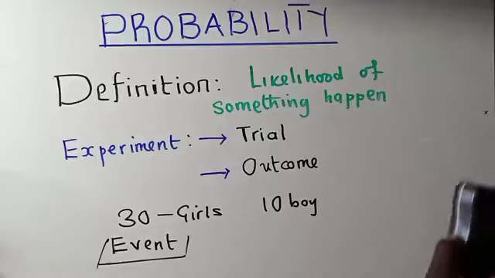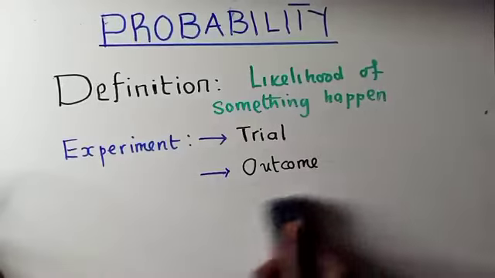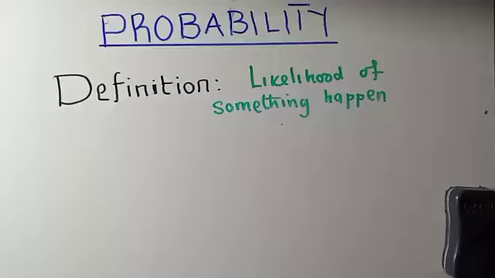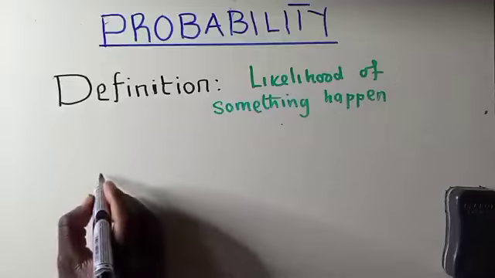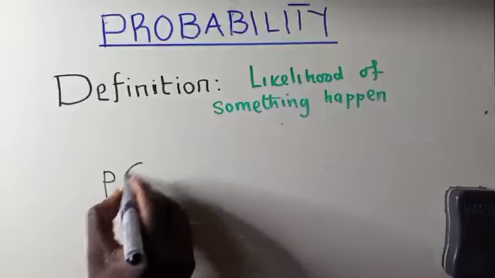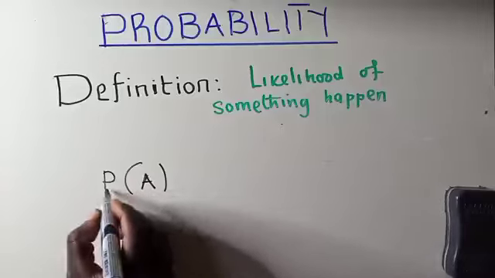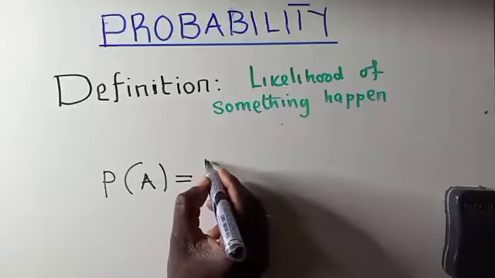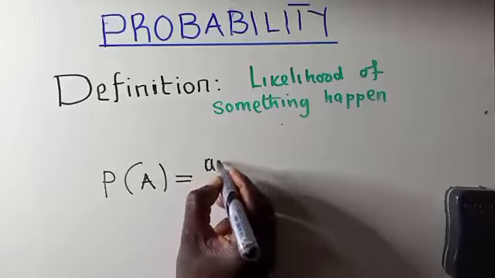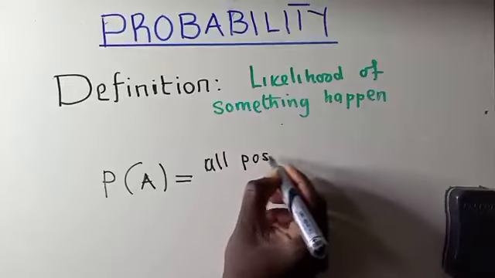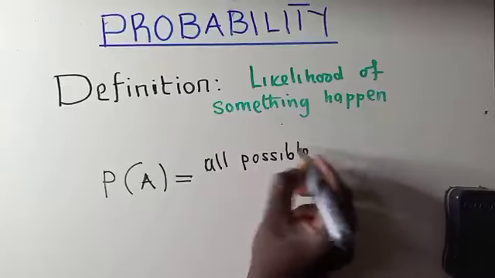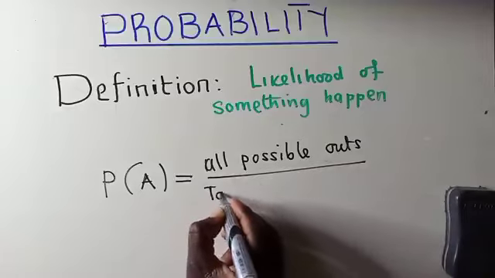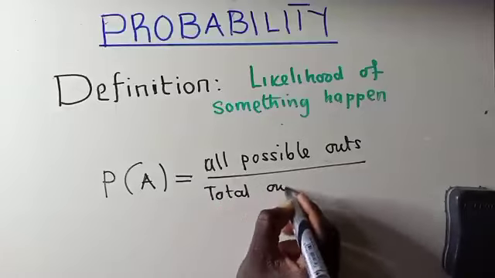So the other thing that you must put into consideration is the formula. So the formula for finding probability: we say probability of an event A will be equal to the number of possible outcomes over the total outcomes.